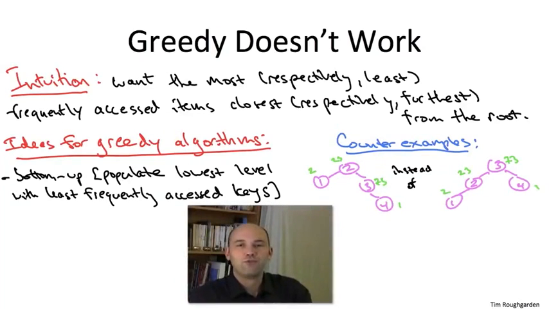So I realize I'm being a little informal here, but I hope you get the idea that a naive bottom-up implementation of a greedy algorithm, which if you think about it is really what we did in Huffman's algorithm, is not going to work here. The same can be said about a top-down approach. Perhaps the simplest top-down approach would be just to take the most frequently searched for object and put that at the root, and then recursively develop appropriate left and right subtrees under that most frequently accessed element.